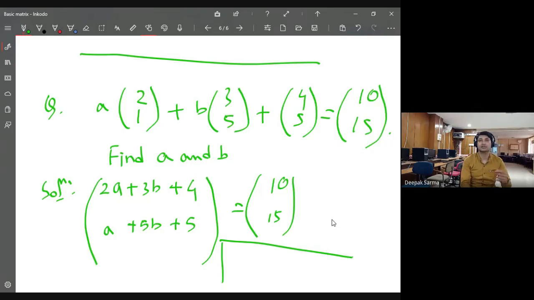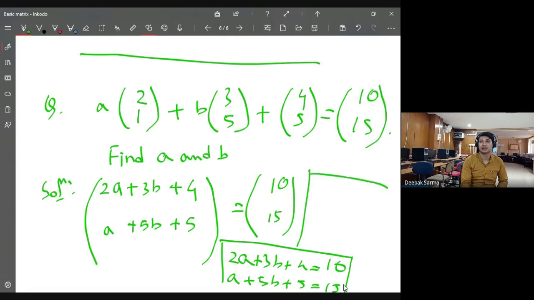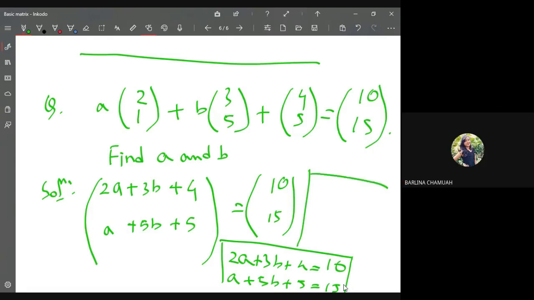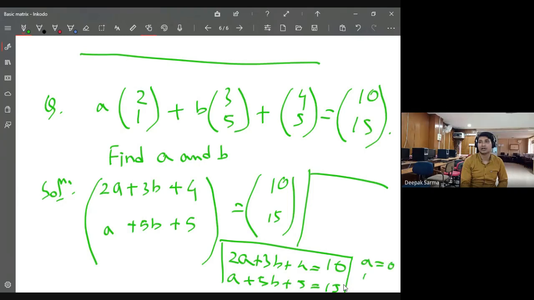So ultimately what do you have to solve? These two equations: twice A plus 5B plus 4 equal to 10, and A plus 5B plus 5 equal to 15. So you have to solve it. Got it? After solving, you will get some numbers. So what do you get? A equals 0 and B equals 2.